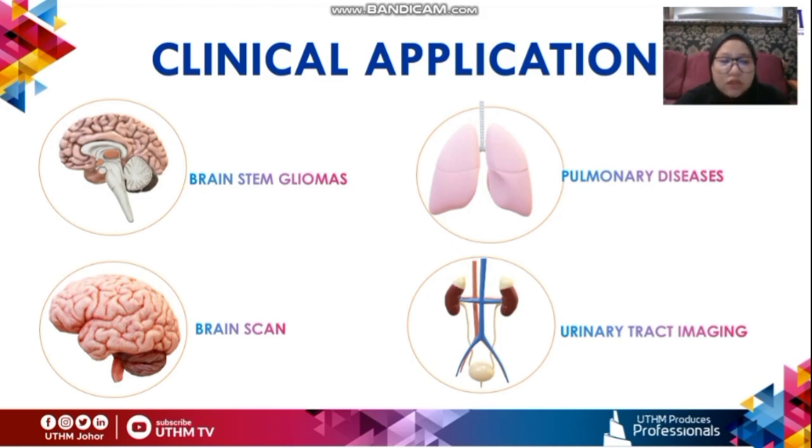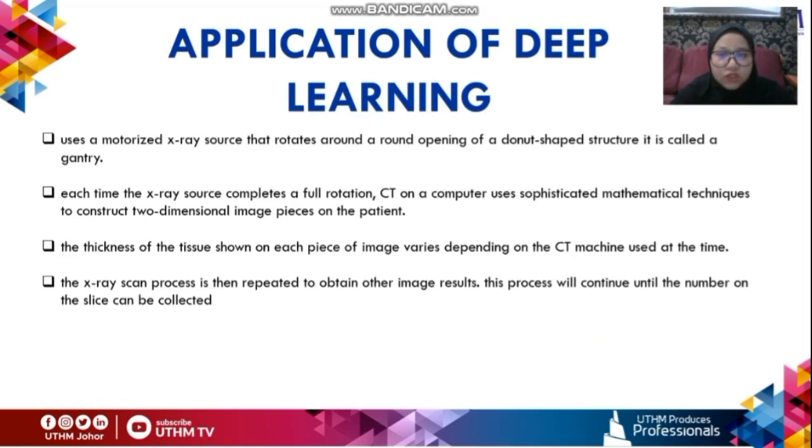For the 5C summary, which is the application of deep learning in computed tomography. Deep learning is a form of machine learning that allows computational models to learn data representation with various levels of abstraction using various layers of processing. CT scan uses a motorized X-ray source that rotates around a round opening of a donut-shaped structure.